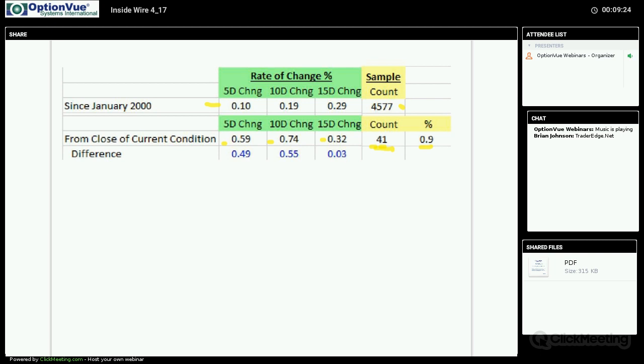The 10-day rate of change was about 0.75%, and the 15-day change actually went down to 0.32, which is interesting how it declined from the 10-day average change. Now you can see the differences. If baseline is 0.1, then for the 5-day, from our sample of 41, the difference, 0.59 minus 0.1, is 0.49, almost 0.5% difference.